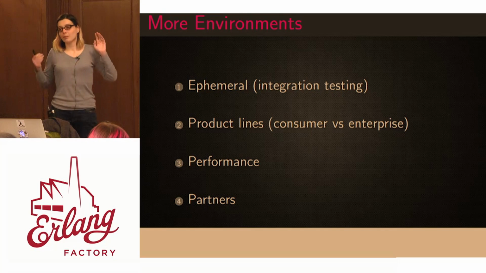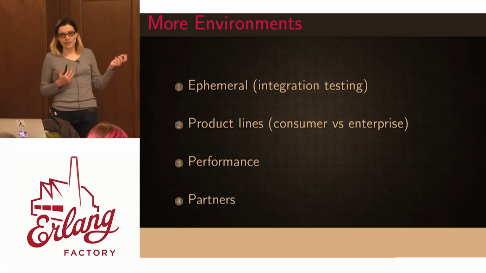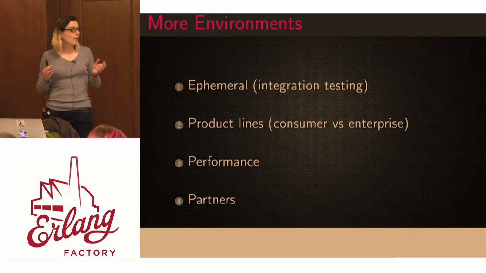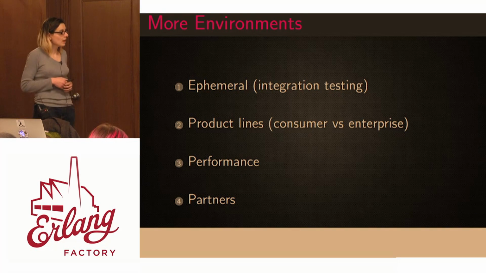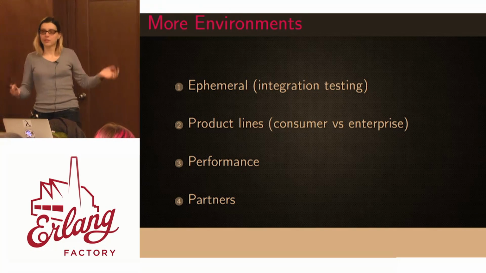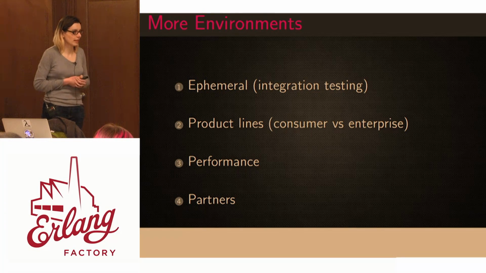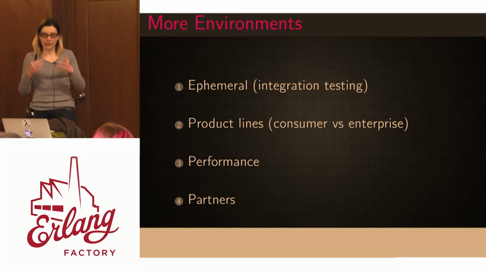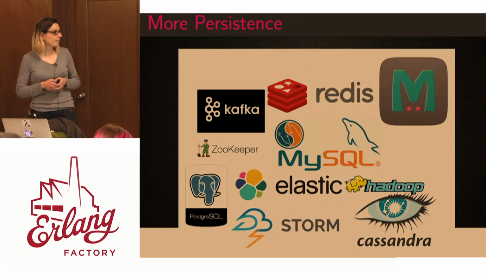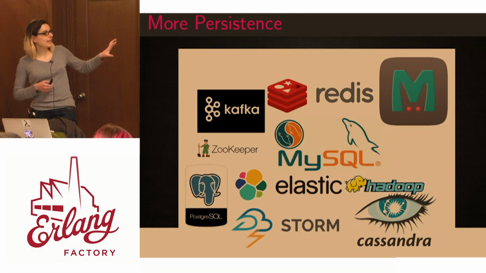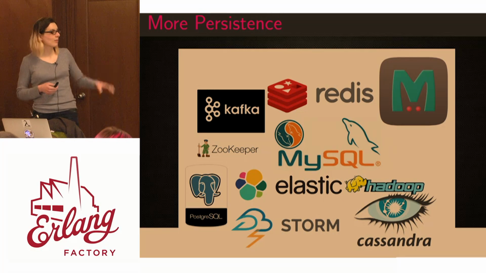And we need to be able to support many types of environments, so ephemeral environments for integration testing. We also have multiple product lines, so consumer and enterprise, and they need separate environments. And we need to be able to spin up on the fly performance environments whenever people need to do those kinds of things. And partners, sometimes we need to segregate environments for specific partners of ours. And we have to support all of these things and possibly more. I may have missed a couple of these things.